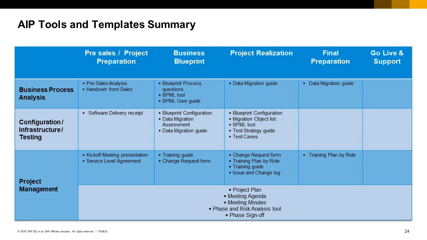The final tool worth a mention is the phase sign-off form. You should use this to get customer sign-off for a key deliverable or phase in order to keep the project on track. The risk assessment spreadsheet is a tool that automatically calculates the estimated project risk, based on a series of answers that you supply.